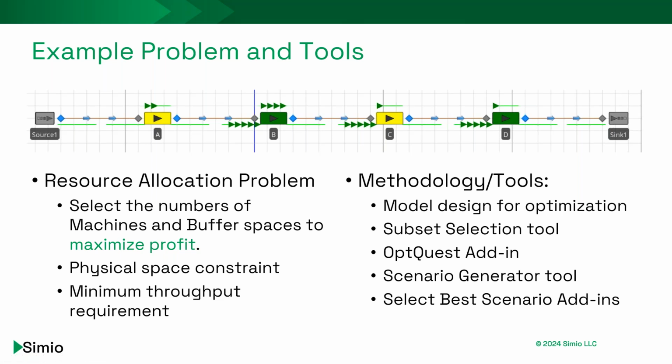And the methodology that we're going to use today that I'm going to demonstrate consists of these 5 things. First of all, we're going to talk about model design for optimization. So how do I design my model to facilitate optimization using the tools? We'll talk about the subset selection tool, the OptQuest add-in, and the brand new scenario generator tool, and then finally the select best scenario add-in. So these are the tools and methodologies that we'll use to solve this example problem.